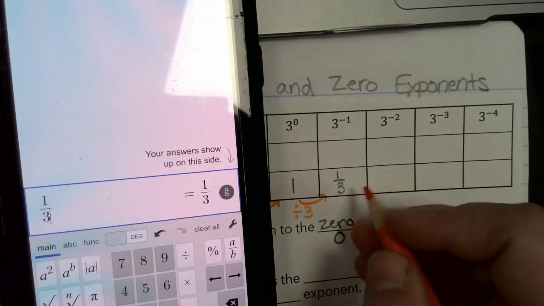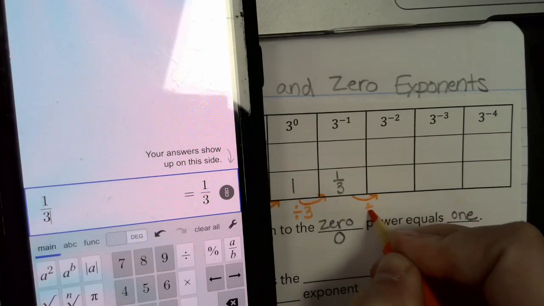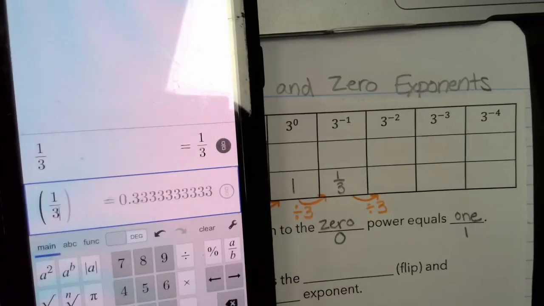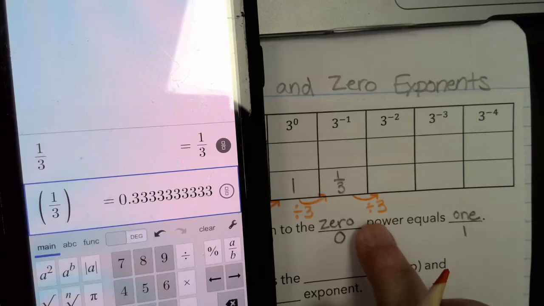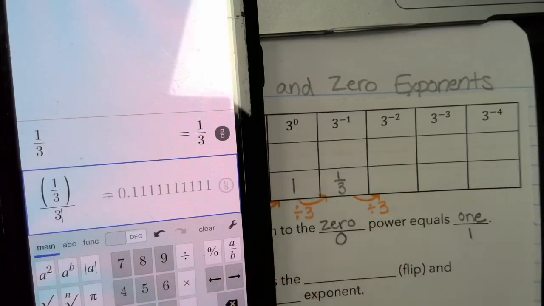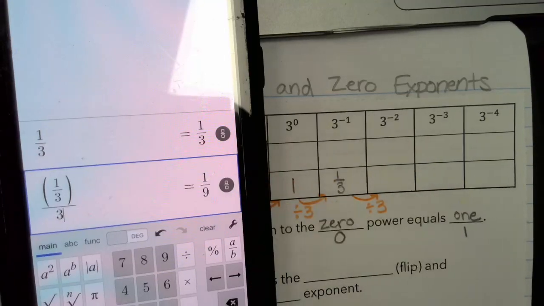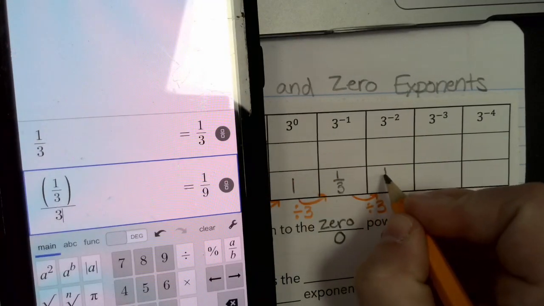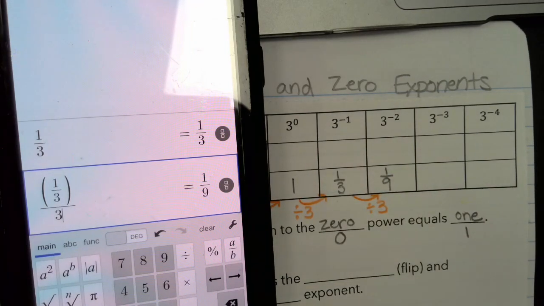Alright, now to get to this negative second power, I'm going to again divide by 3. So I'm going to take that 1/3 and I'm going to divide by 3. I'm going to make it a fraction and we get 1/9. Wait. Is that 1/5 or 1/3? 1/3. Oh, my fault.